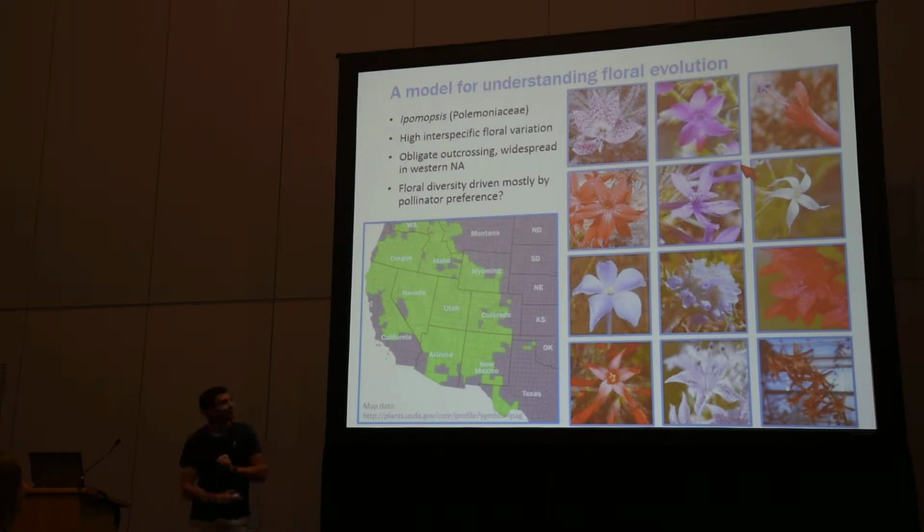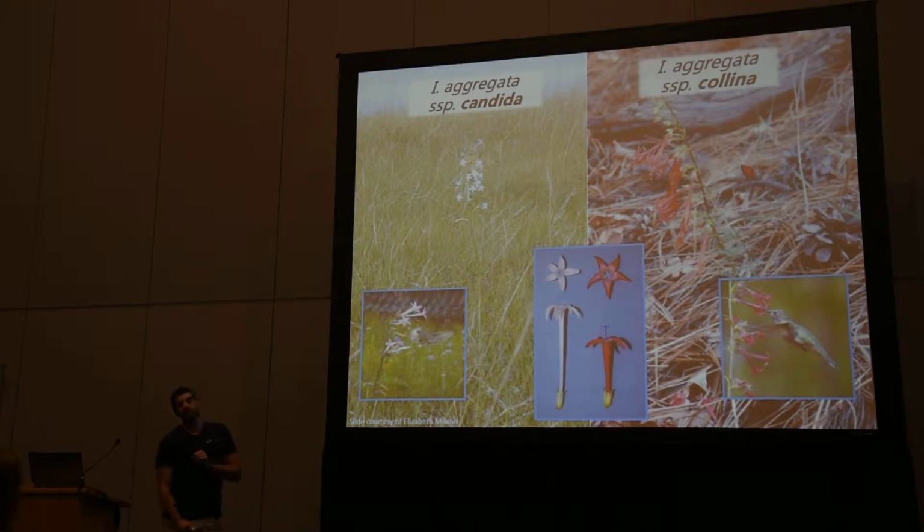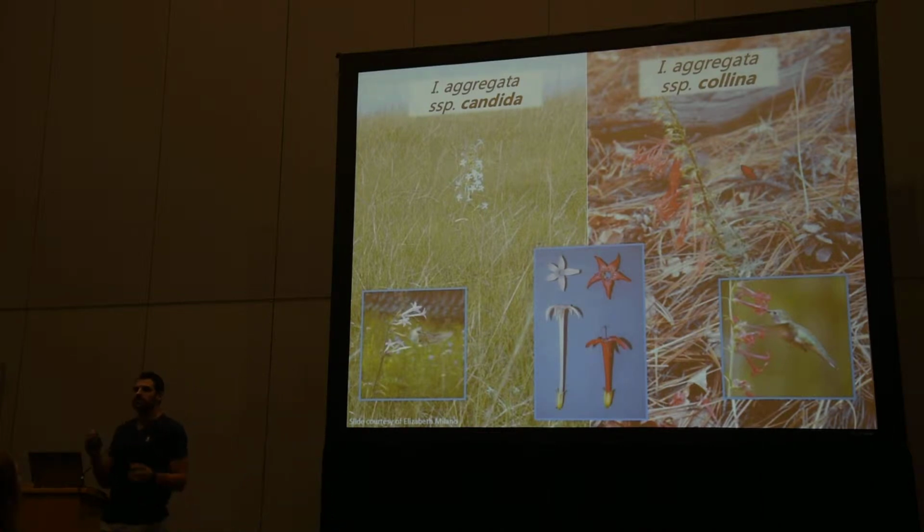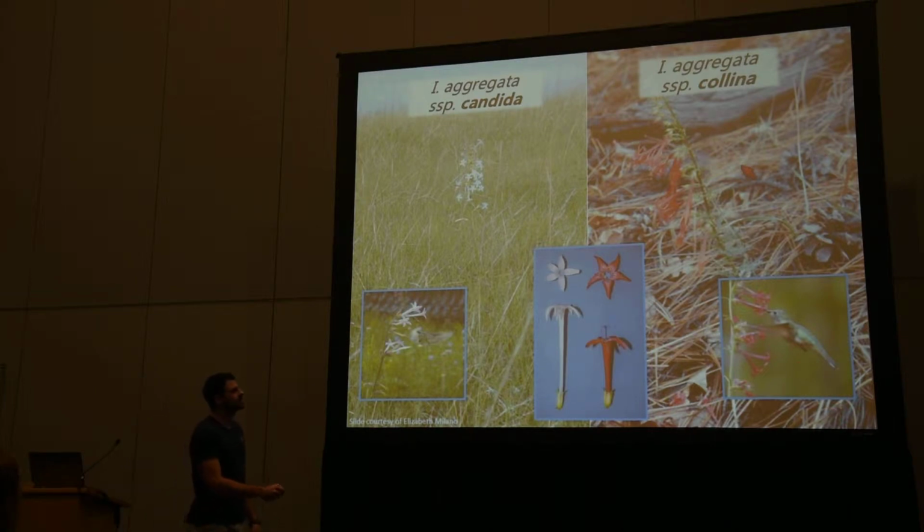Today I want to talk to you about a subspecies pair in the Ipomopsis aggregata species complex. On the left here we have subspecies candida, which produces these elongated white flowers that are often observed to be visited by hawk moths in the field. And on the right here we have Ipomopsis aggregata collina, which produces these shorter red flowers, which are often observed to be visited by hummingbirds.